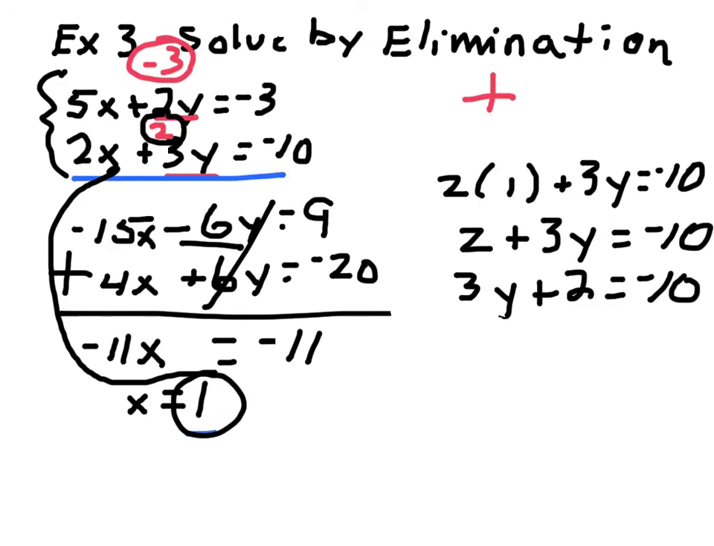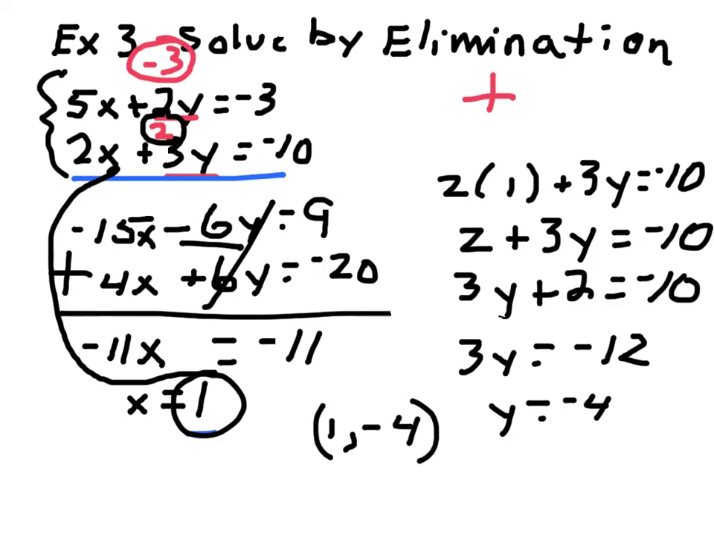Now they're adding 2, subtract 2. So 3y, a negative 10 minus 2, negative 12. Now divide by 3, y equals a negative 4. My final solution is 1, negative 4.